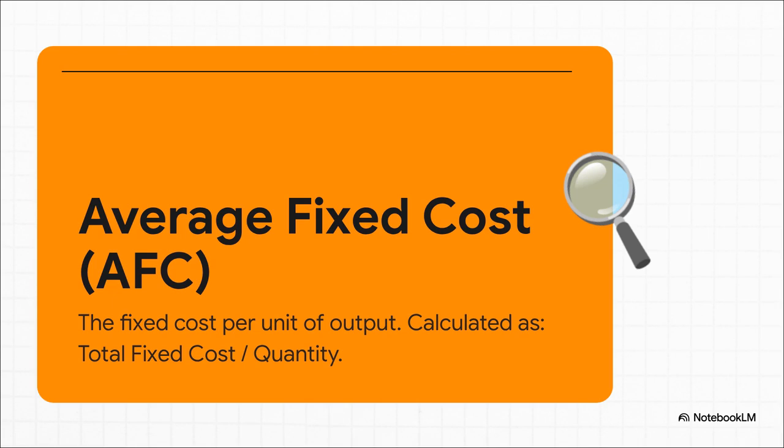So let's tackle average fixed cost, or AFC, first. All this tells you is how much of that fixed cost, like your rent, is being shouldered by each single unit you make. And the math is easy. Just take your total fixed cost and divide it by the number of units you produced.